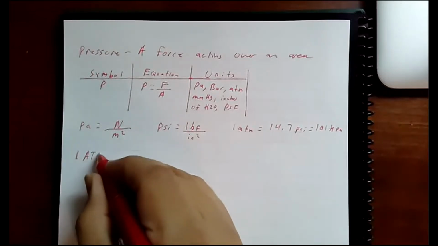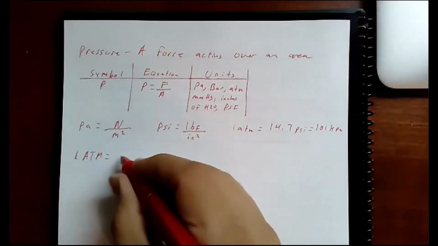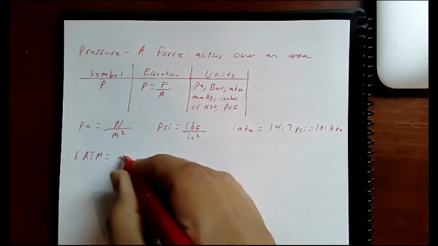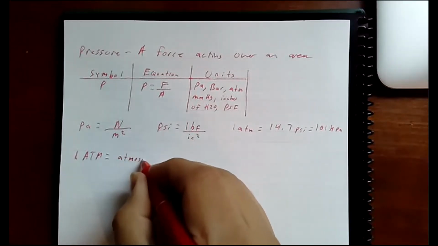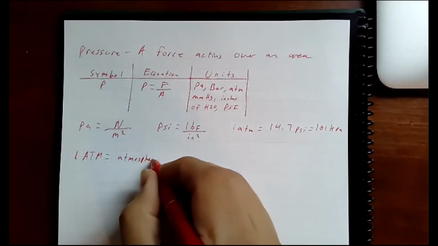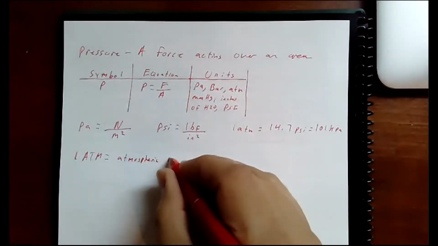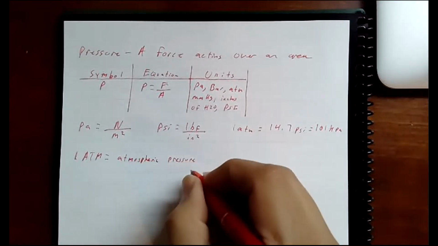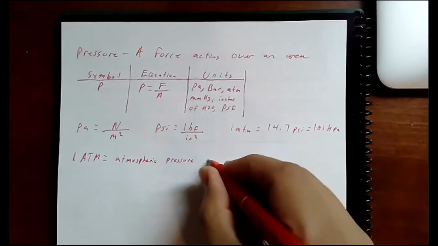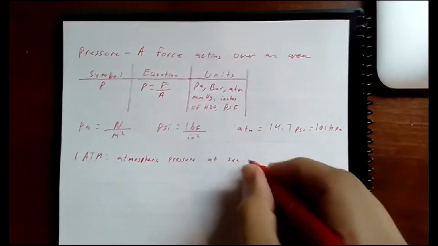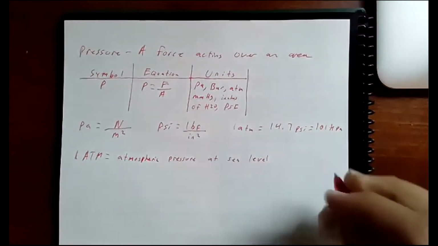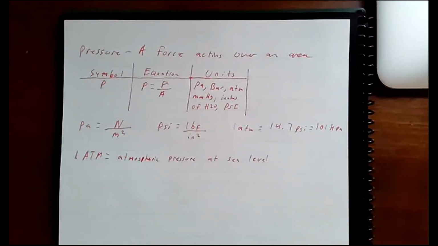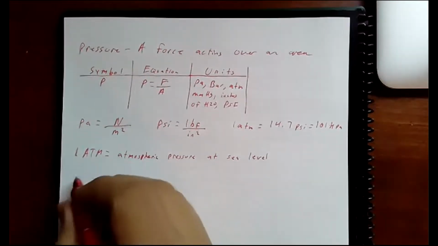1 atmosphere is, let's define it here, it's atmospheric pressure at sea level. Okay, so whenever you see 1 atmosphere, that's basically saying Earth's atmosphere at sea level, right? That's the pressure we're comparing it to. That's how we define it.